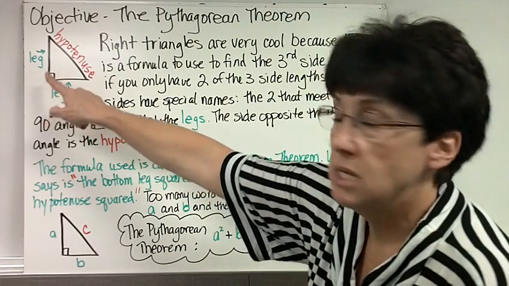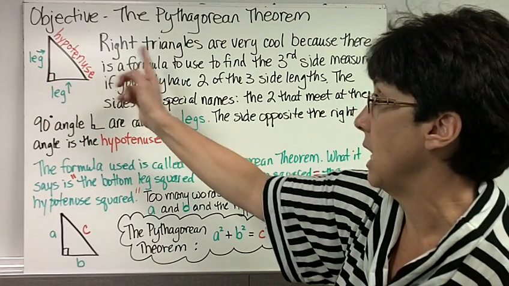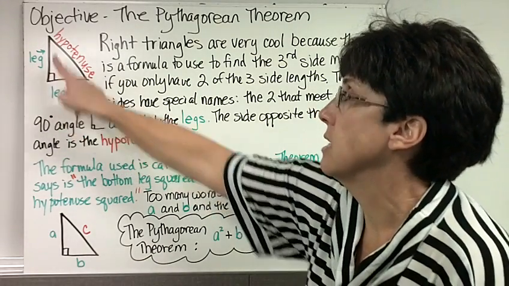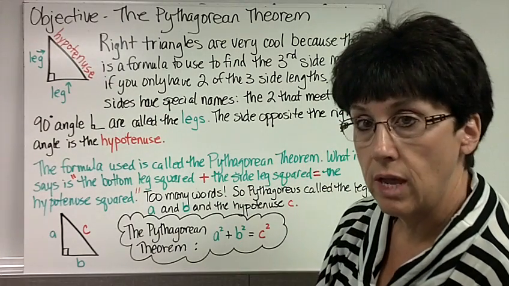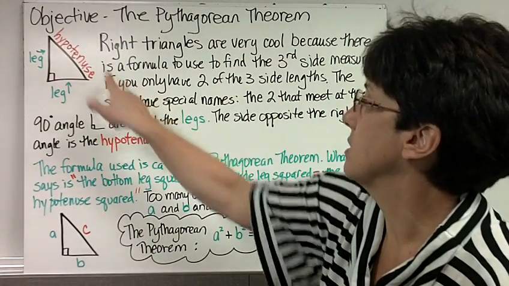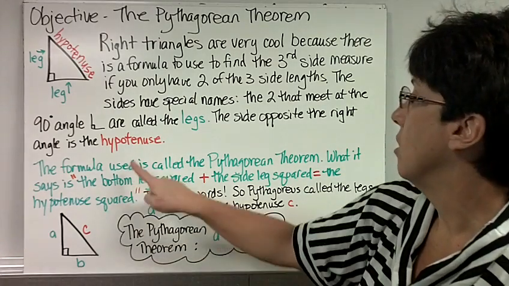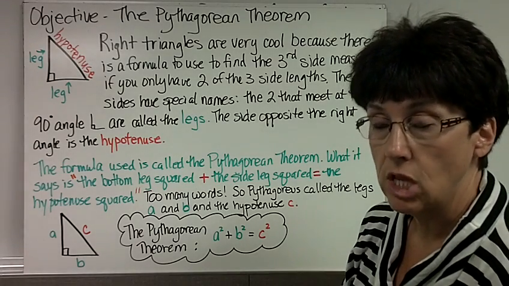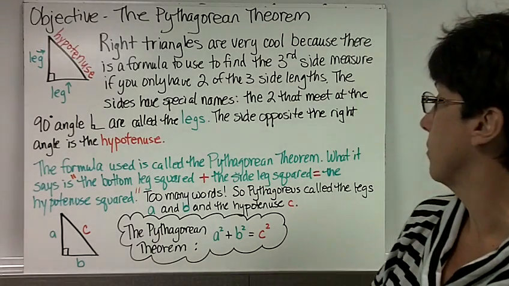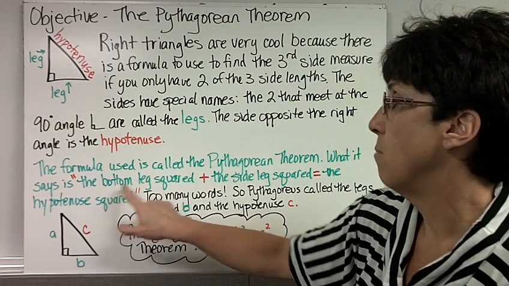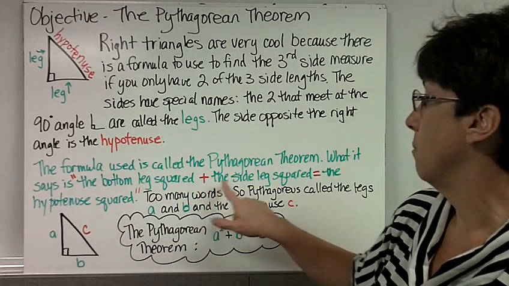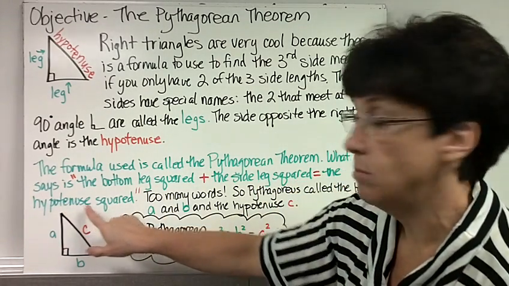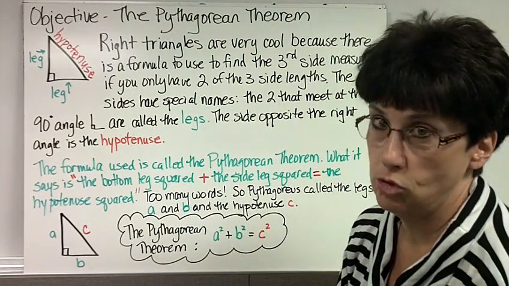So the two sides that meet at the 90-degree angle, because remember the definition of a right triangle is that it has one 90-degree angle, those are called the legs, and then the side opposite the 90-degree angle, the slanty side, that's called the hypotenuse. So the formula used is called the Pythagorean Theorem because a man named Pythagoras a long time ago discovered this. And what it says is the bottom leg measurement squared plus the side leg measurement squared equals the hypotenuse measurement squared. But that's way too many words.